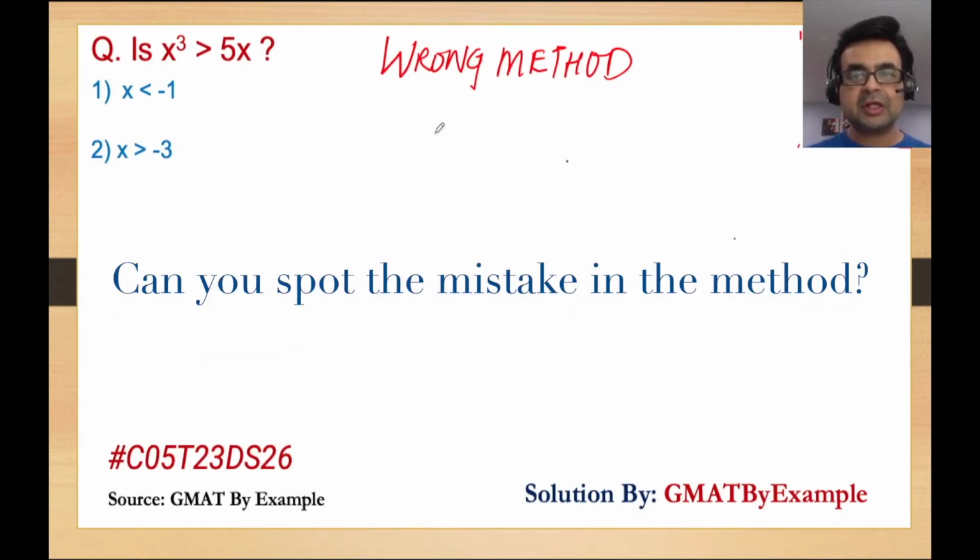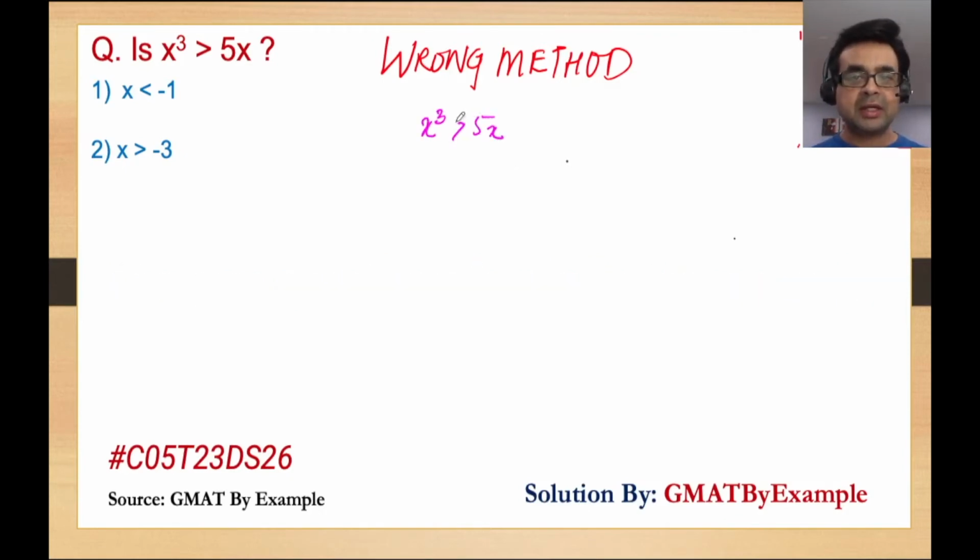The first thing that you would always do is look at this inequality and try to solve it or simplify it. And the first step you do is you cross multiply x on both sides. That gives you x square is greater than 5.